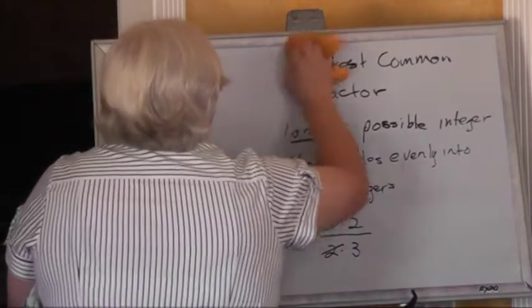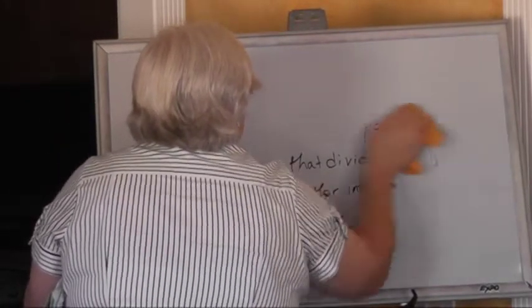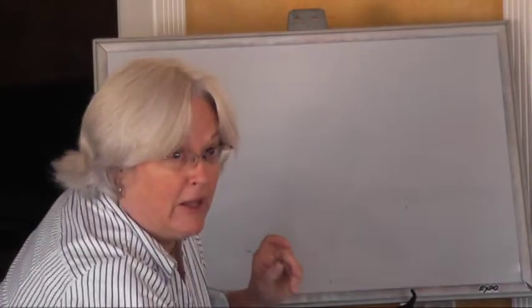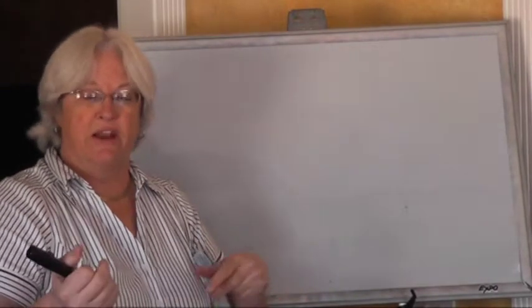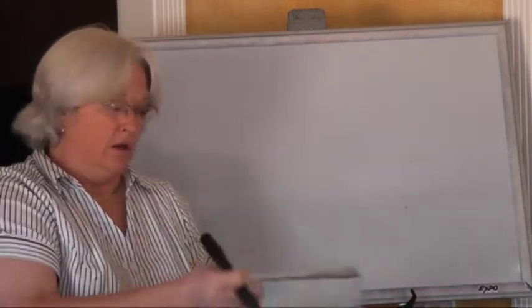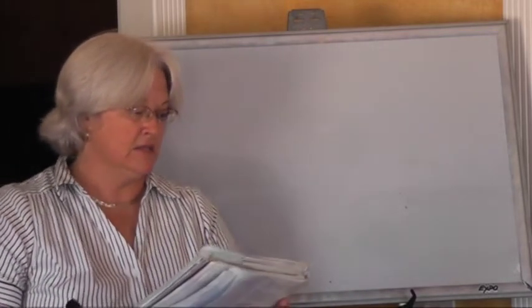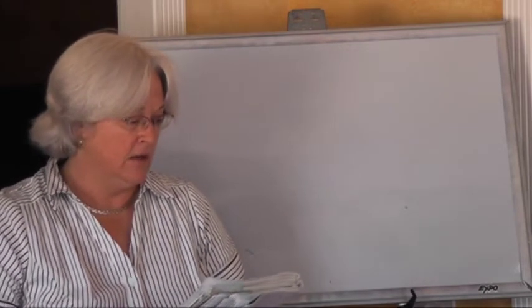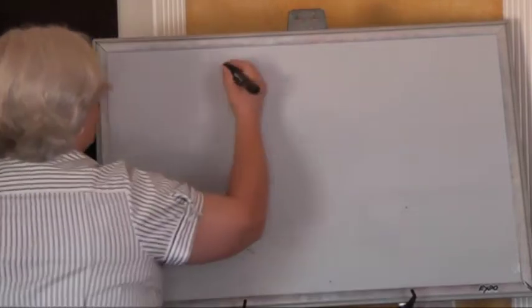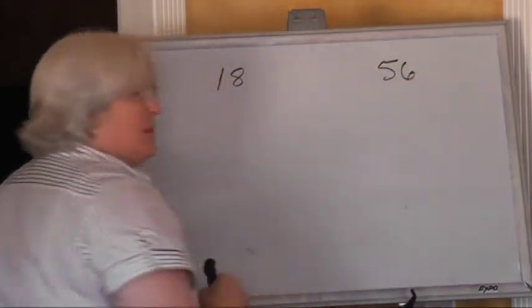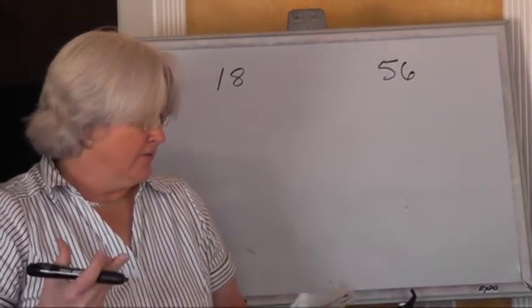That's using prime factoring to determine both the greatest common factor and the least common multiple. And there are two different ways that I think of immediately off the top of my head that I can use to find the prime factorization of a number. So example number 1 says, find the GCF of 18 and 56. So we have 18 and we have 56 that we want to find the greatest common factor of.